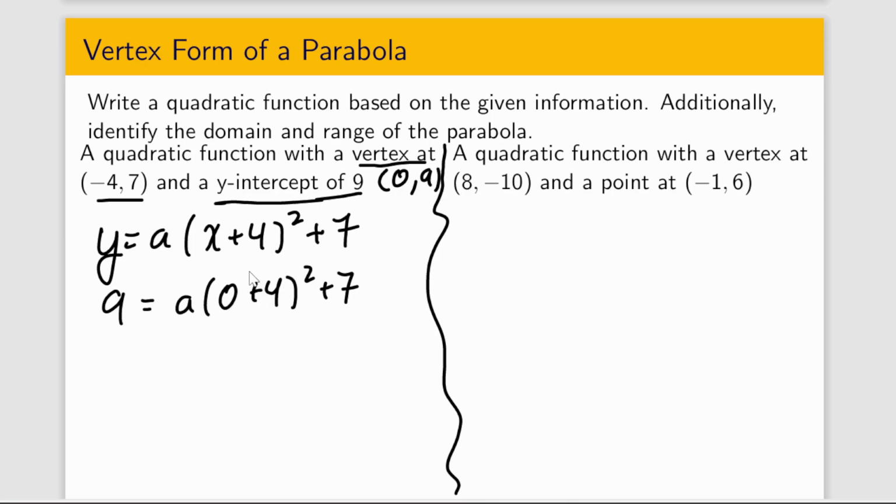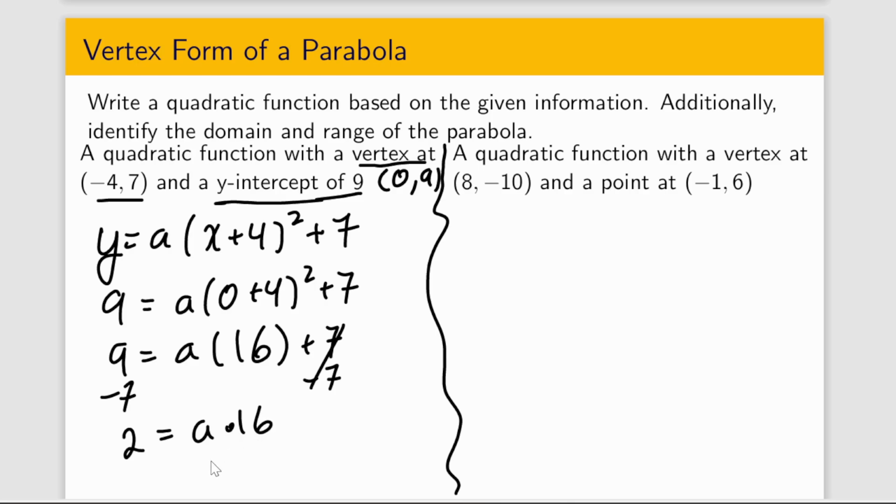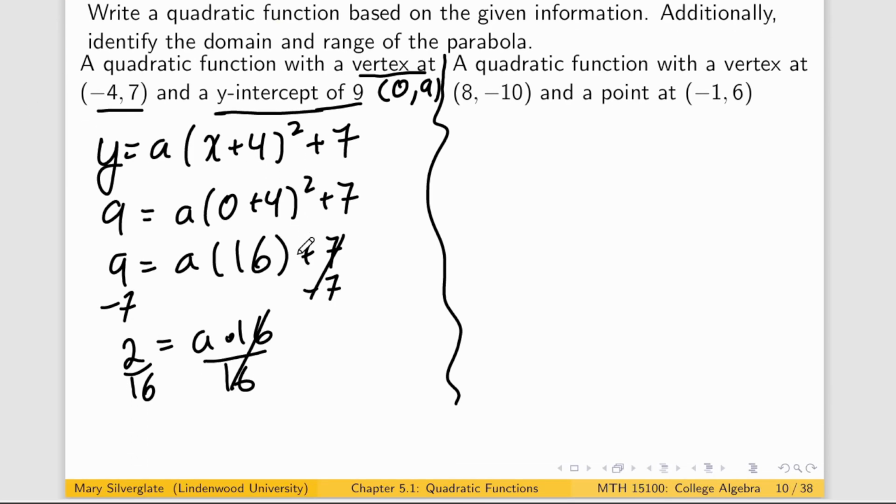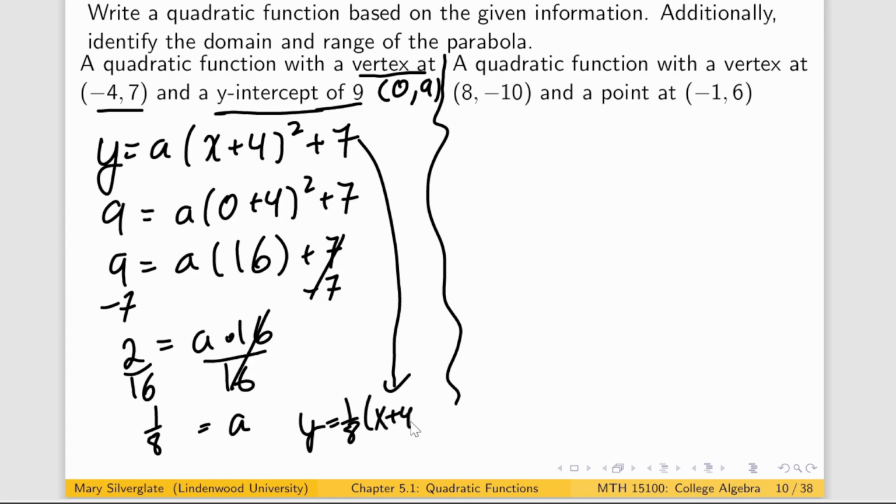Following order of operations, I want to deal with these parentheses first. 0 plus 4 gets us 4, all squared gets us 16. Then I want to get rid of adding 7 by subtracting 7 on both sides. So I get 2 equals a times 16. And then as a last step, I want to divide by 16 to undo multiplying by 16. And we end up with a is equal to 1/8. So our final quadratic equation with a plugged in is y is equal to 1/8 times x plus 4 all squared plus 7. Go ahead and try the next one yourself and then compare with what we get.